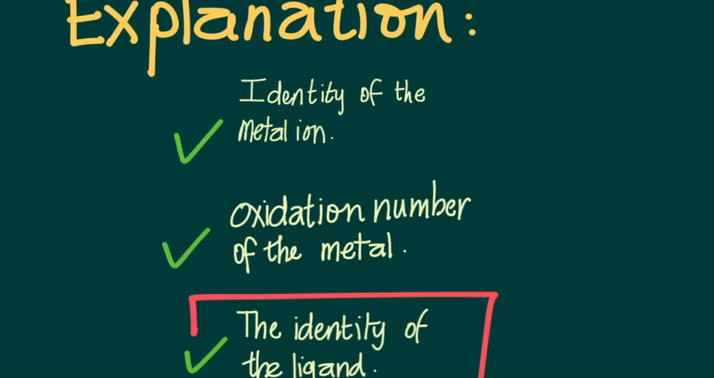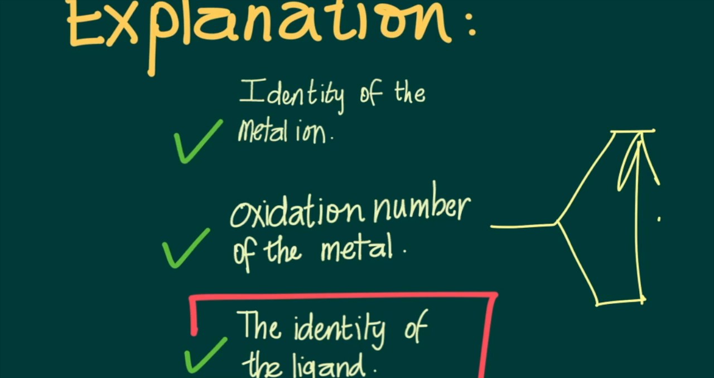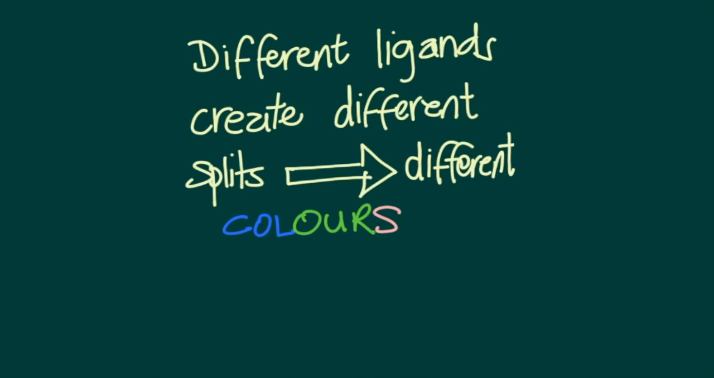And of course, and very important, it has to do with the identity of the ligand. For different ligands, when they associate with the d orbital systems, lead to different levels of splitting. And related to this level of splitting is the energy gap, which is associated with different colors of light absorbed and reflected. And this is what gives rise to the color. So the identity of the ligand is very important in determining the extent of the splitting. Some ligands lead to more splitting and others to less. So different ligands create different splits, and as a result, different colors.